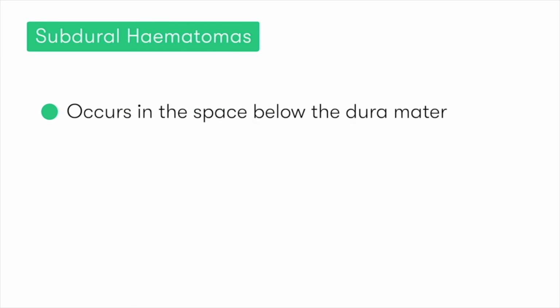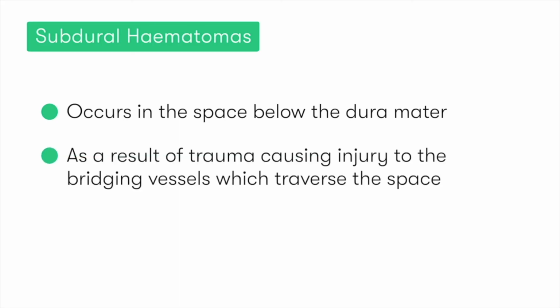Moving on to subdural hematomas, as the name suggests, this bleed occurs in the space below the dura, so between the dura and the arachnoid mater. Subdural hematomas typically occur as a result of trauma causing injury to the bridging vessels which traverse this space.